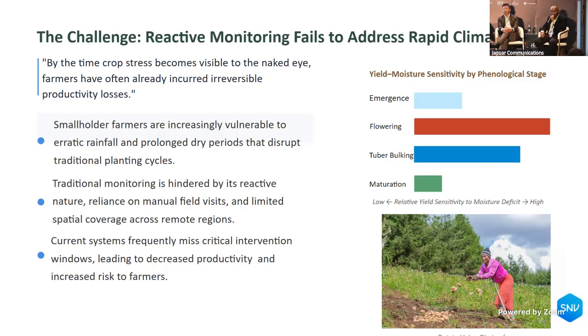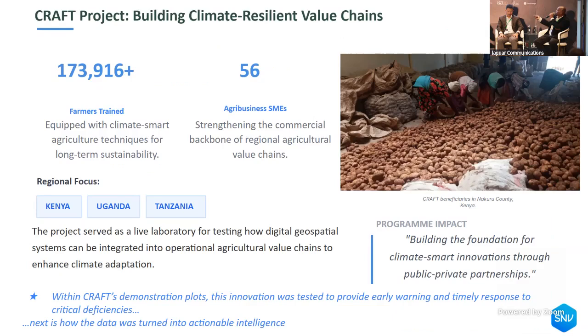And one of the service delivery models, or one of the technologies that CRAFT piloted, was use of demonstration plots. And it is within this that we observed that by the time farmers realized that there were some serious deficits or problems with the crops, then the window for reaction was already lost. And that is the basis of the innovation or the exercise that we did that led to what we'll be presenting shortly, so that now we are able to show what that particular innovation can help us do.